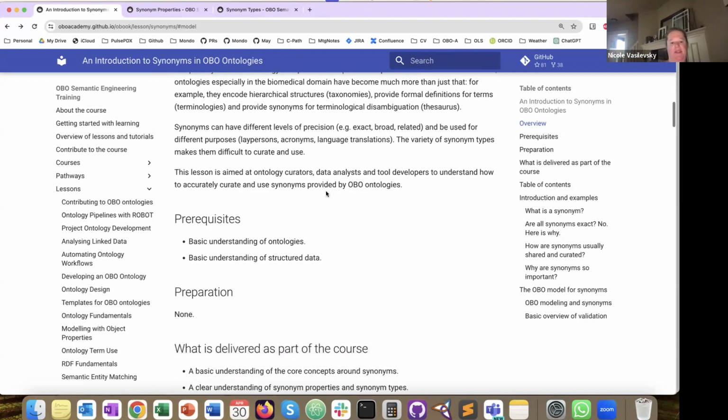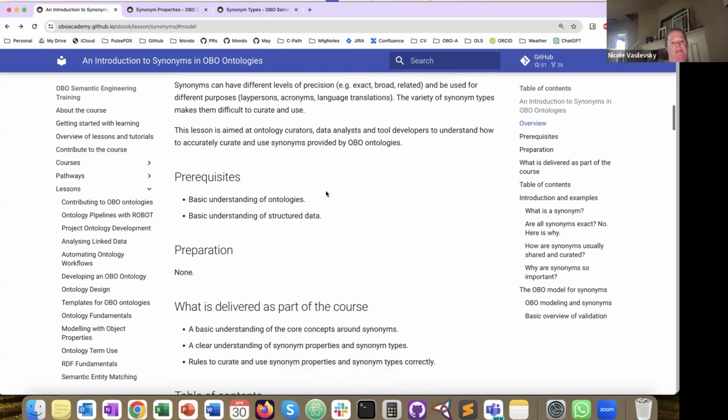So as I've already alluded to, and you're probably familiar with, synonyms can have different levels of precision. We can have exact synonyms that have the exact same meaning as the concept in question, broad synonyms, which are more general, or related synonyms, where a term is used as a synonym, but it's not truly the exact same meaning. And the synonyms can also be used for different purposes, and we'll go into more detail about the different synonym properties, how we can tag synonyms in the ontologies.